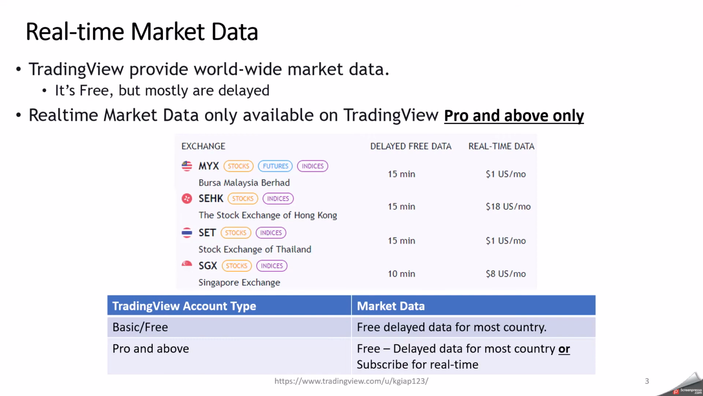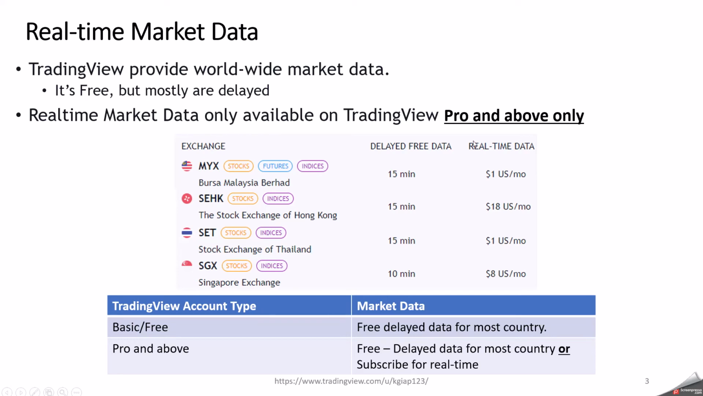Okay, so next, what you need to have is market data. TradingView provides worldwide market data. It's free, meaning that once you have an account, even a free account, you can access any market in the world. But the free data is mostly delayed, right? And real-time market data is only available if you have a Pro version and above. For the free version, you cannot subscribe to real market data.